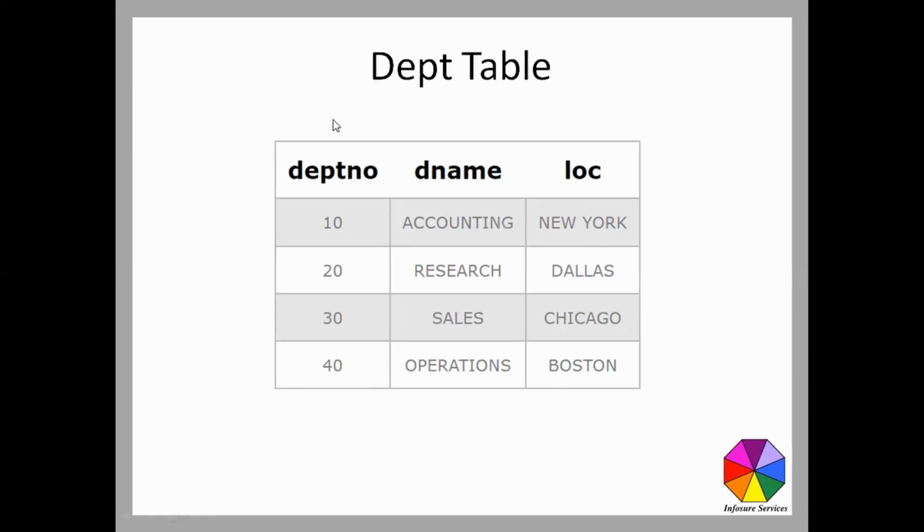In the department table, department number is a primary key, uniquely identifying each department. That means sales will not have another repetition; 30 appears only one time. 30 is unique. If there is another 30, it cannot be a duplicate in this column. So that's the primary key. The primary key cannot have duplicate values.